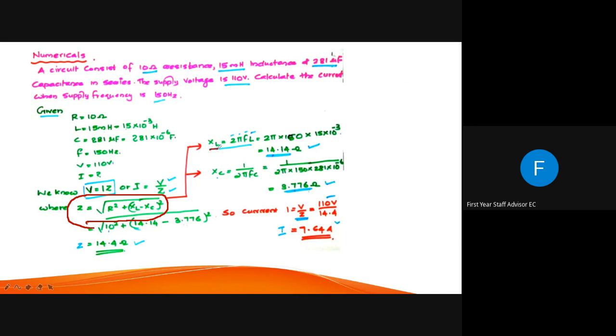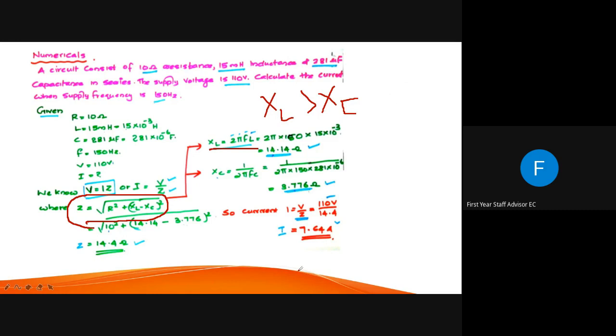How to find out XL? XL you can find out using this formula. XL equal to 2 pi FL. 2 pi we know, F is given 150, L also given 15 millihenry. So if you multiply it, you will get XL. And XC, it is 1 by 2 pi FC. We know 2 pi, frequency is 150 hertz, C also given 281 microfarad. From this, you can calculate XL and XC. And after calculating XL and XC, you can find out that XL is greater than XC. So you can use the first formula.